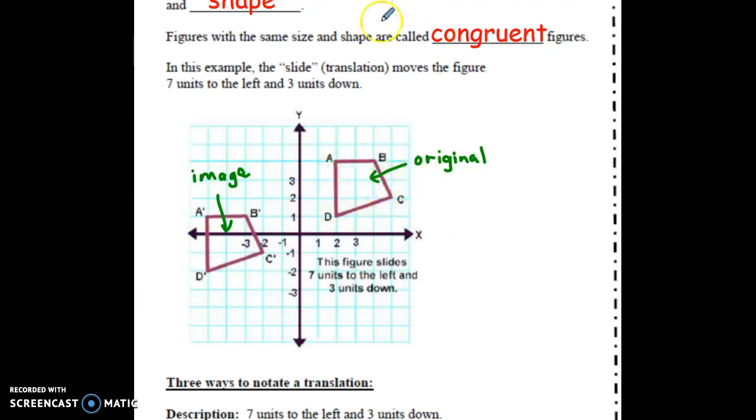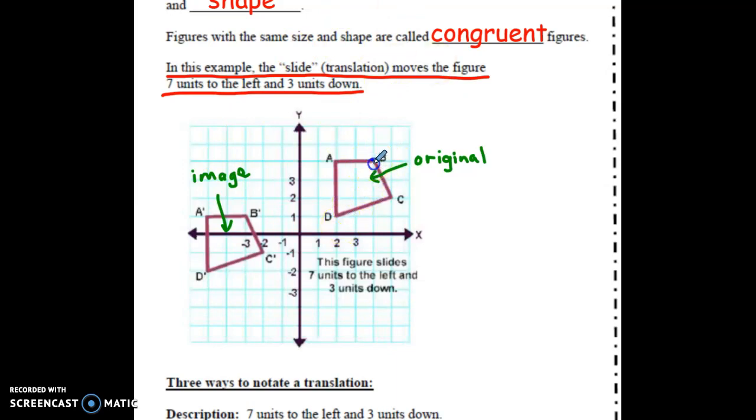So if we read the directions, it says in this example, the slide, or we'll have to use our vocabulary, the translation, moves the figures 7 units to the left and 3 down. I've had kids look at this and say, hey, that's not 7 units. Well, the problem is you're comparing D to B prime. D has to be compared to D prime. C has to be compared to C prime. But I'm going to have you look at B.